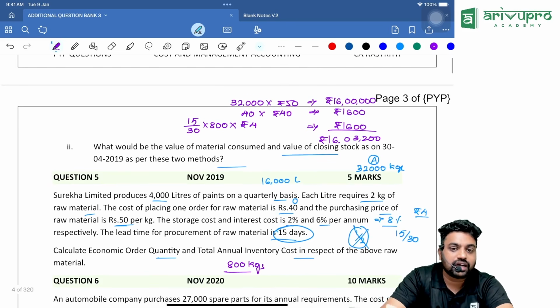Anyone any doubt in the fifth question of the previous year paper? If there is no doubt, we can go to the sixth one. Shall we go to the sixth one, people?